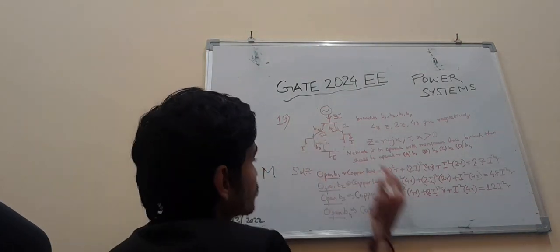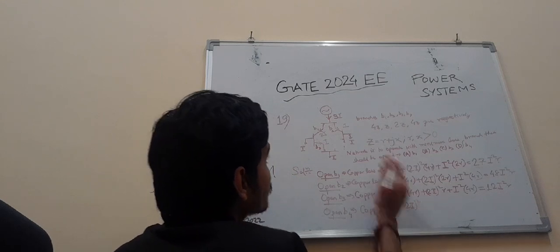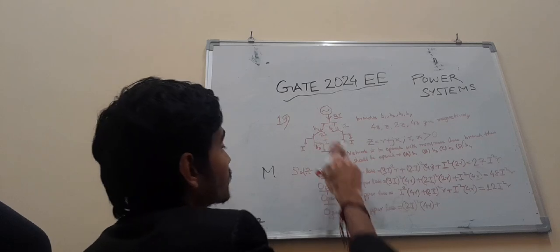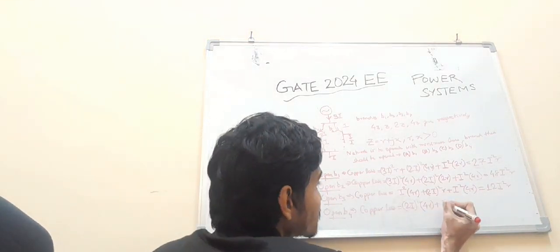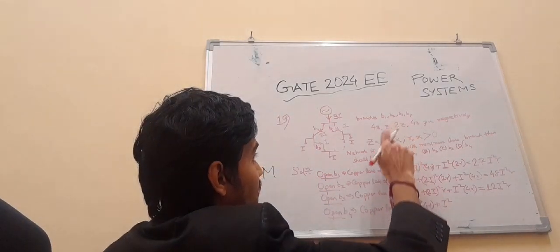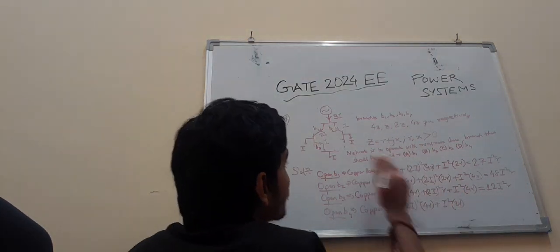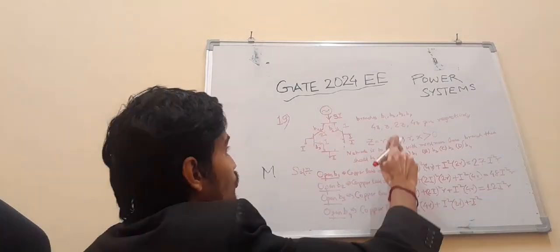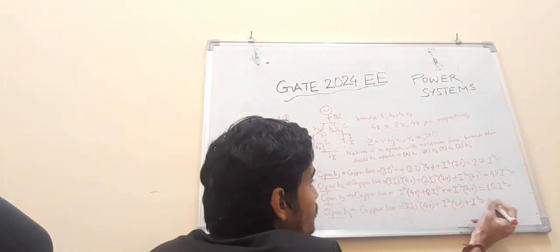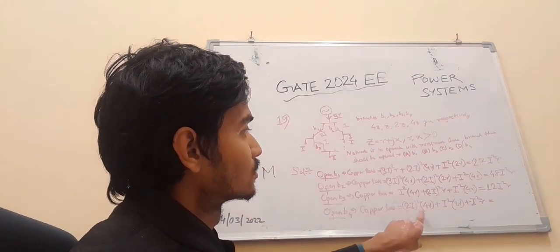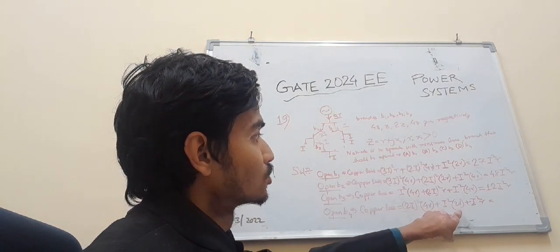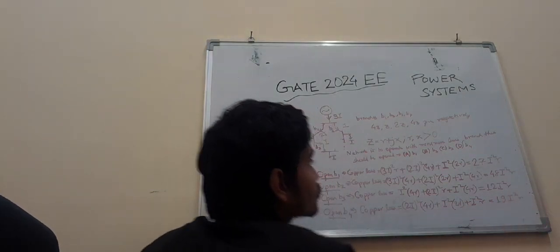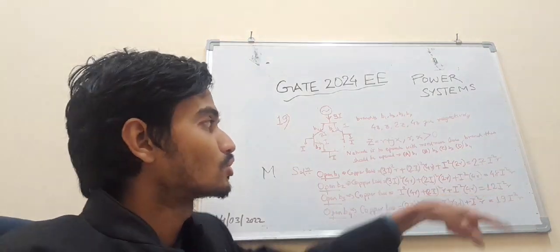Okay, so 2I whole square times resistance of B1 is how much? 4 into Z, is 4R, plus the I square times resistance of B3 is how much? I square times 2Z, that is 2R. And for B2 it will be I square times resistance of B2, which is what? Z, that is R. So it will be 16 plus 2 plus 1, 19.